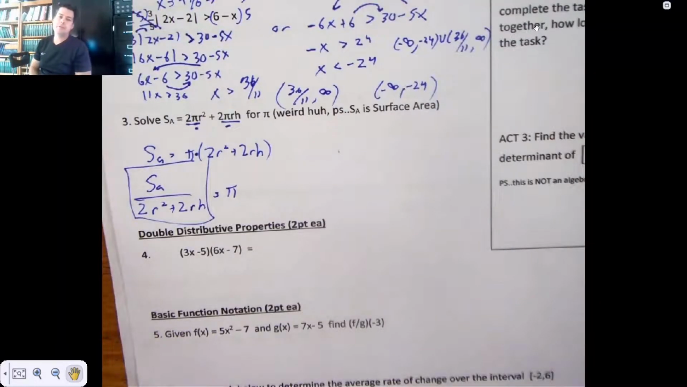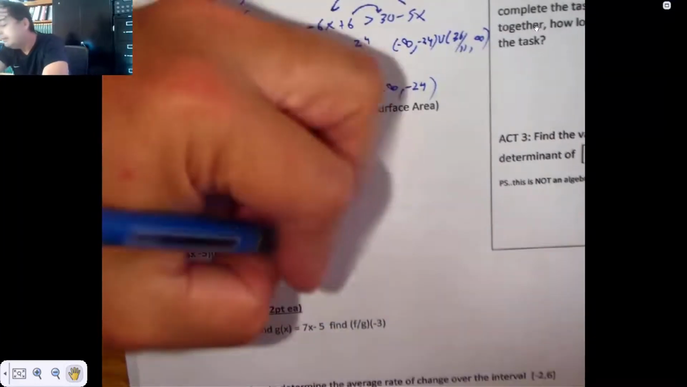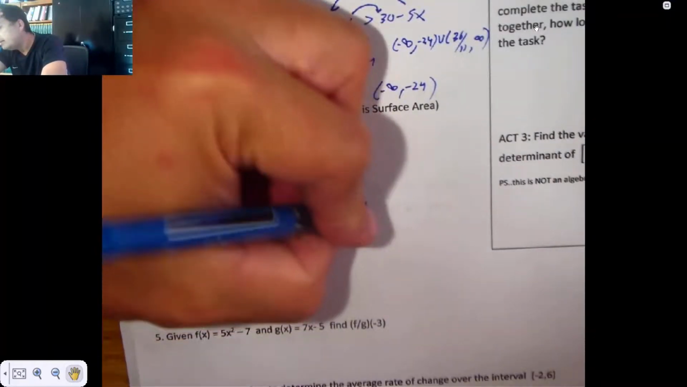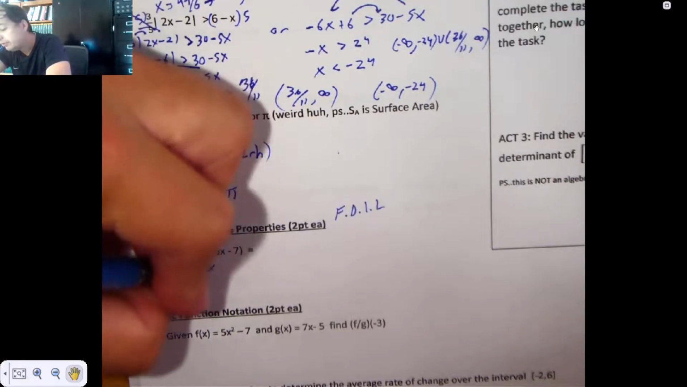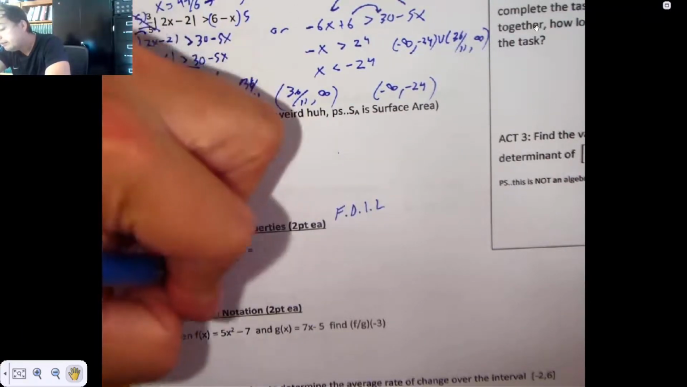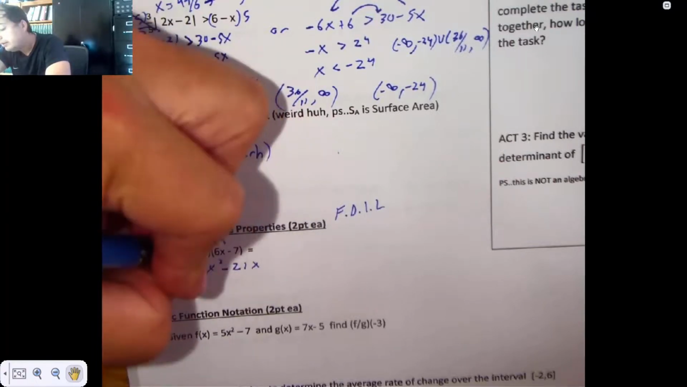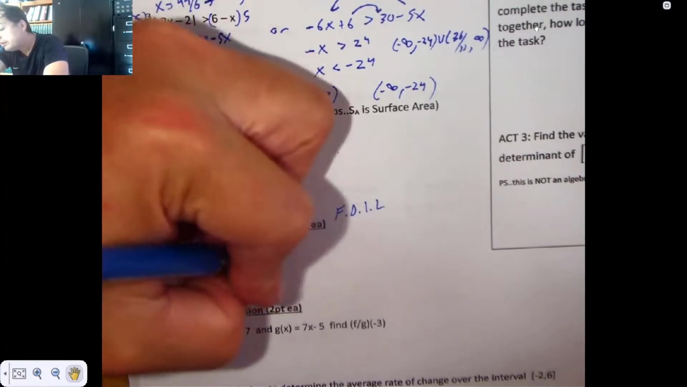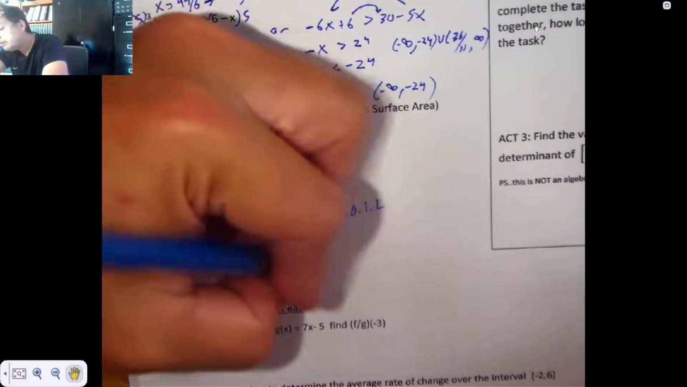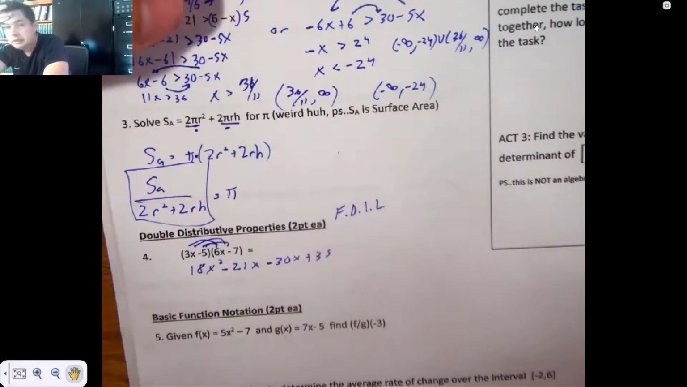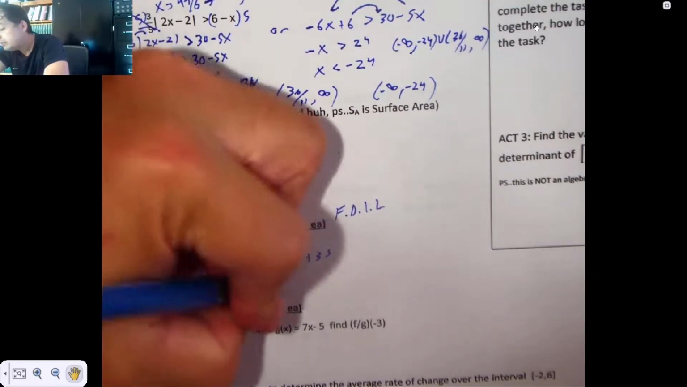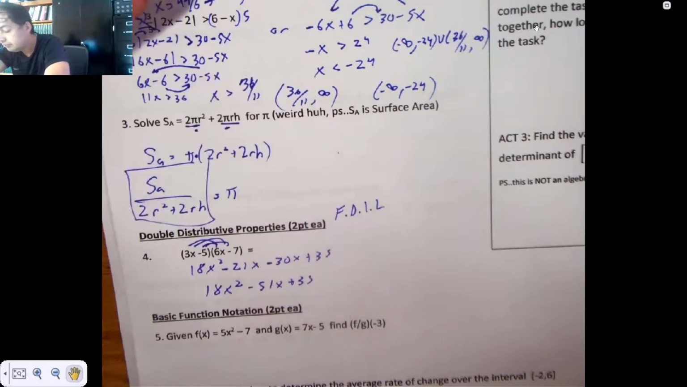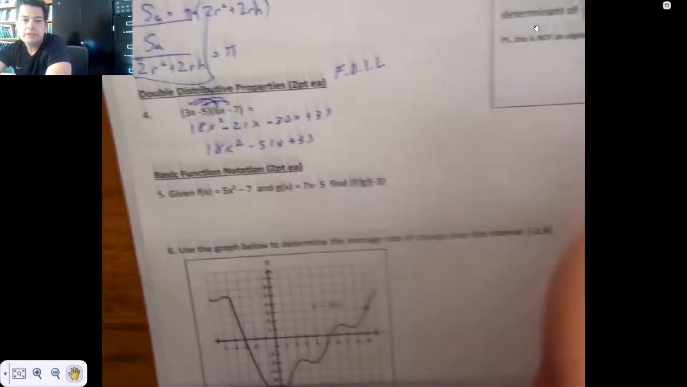Well, we have here the double distributive property, better known as the FOIL method. F.O.I.L. 3x times 6x has been 18x squared forever. 3x times negative 7 is minus 21x. Negative 5 times 6x is minus 30x. And negative 5 times negative 7 is plus 35. Combine my like terms, 18x squared minus 51x plus 35. Seems right. We got here some basic function notation.